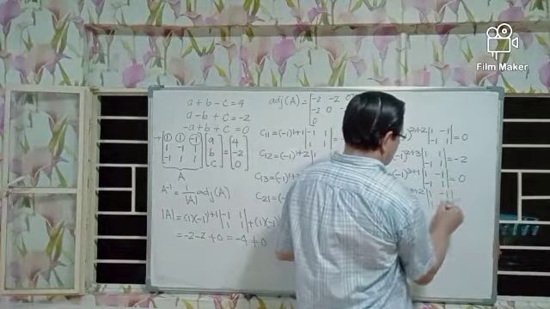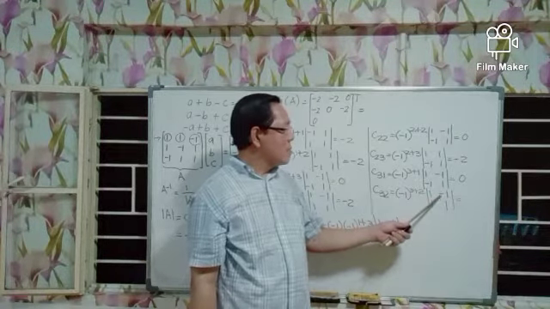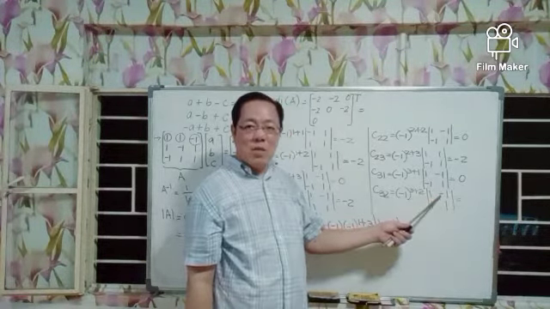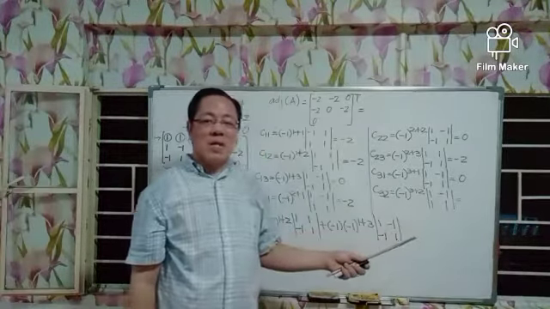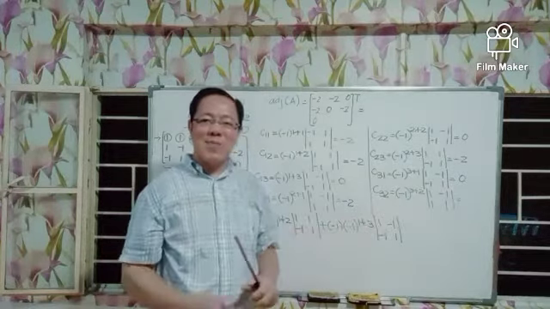We simplify negative 1 raised to 3 plus 2, which is equal to negative 1 raised to 5, which is equal to negative 1, multiplied by this determinant of order 2. 1 times 1 is 1 minus 1 times negative 1 is negative 1. So we have 1 minus negative 1. That's 1 plus 1 is 2. Multiplied by negative 1 is negative 2.